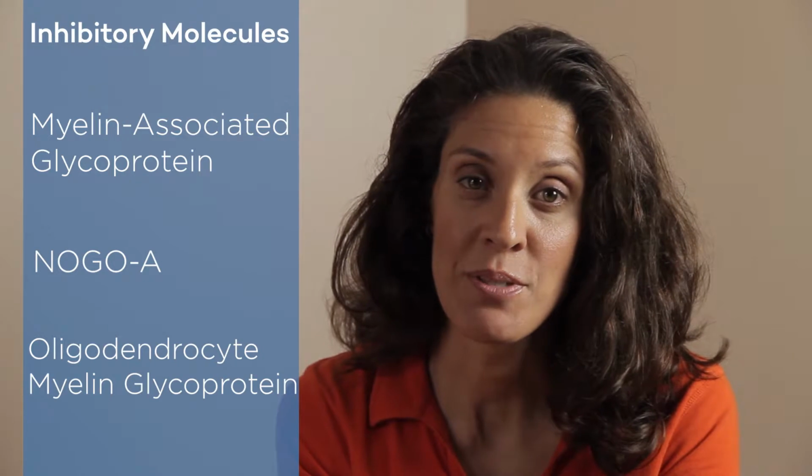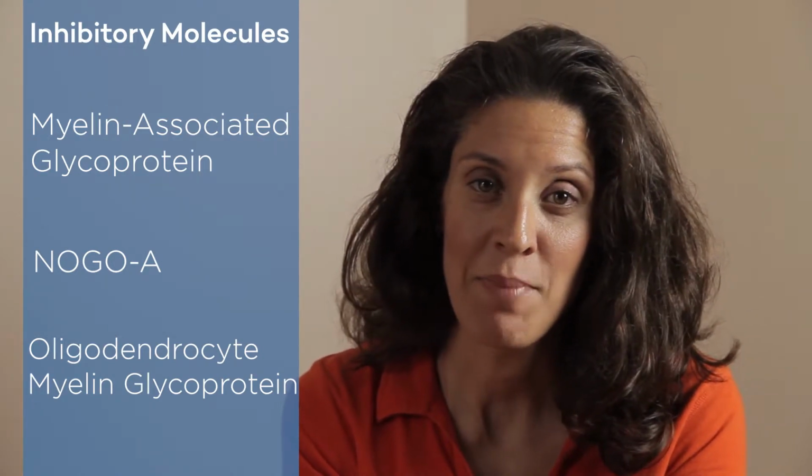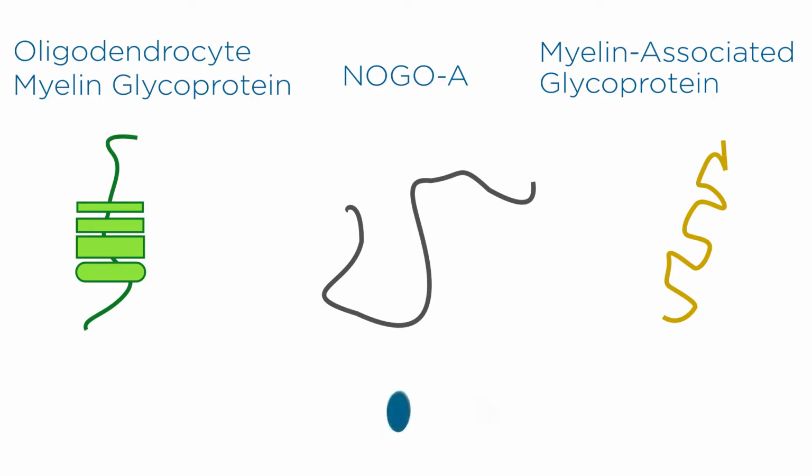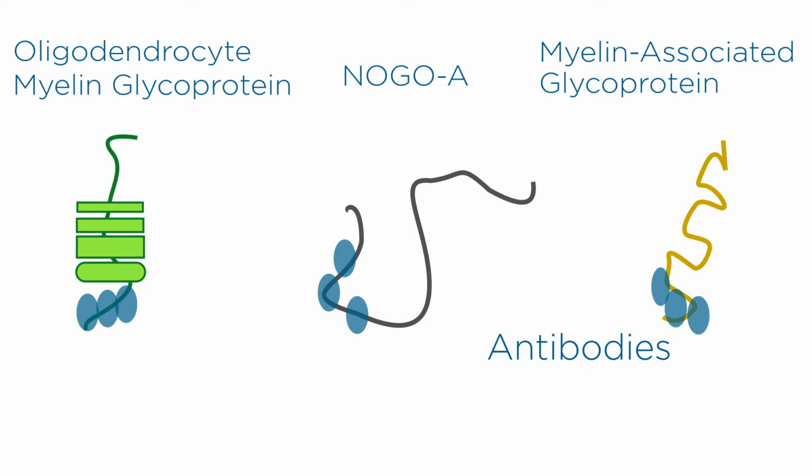Inhibitory molecules like myelin-associated glycoprotein, NOGO-A, and oligodendrocyte myelin glycoprotein are proteins produced by oligodendrocytes that surround the site of injury and affect myelin production and axon growth. Scientists found that by adding antibodies that bind to these proteins, they were able to block the effects of these proteins and allow axons to grow.